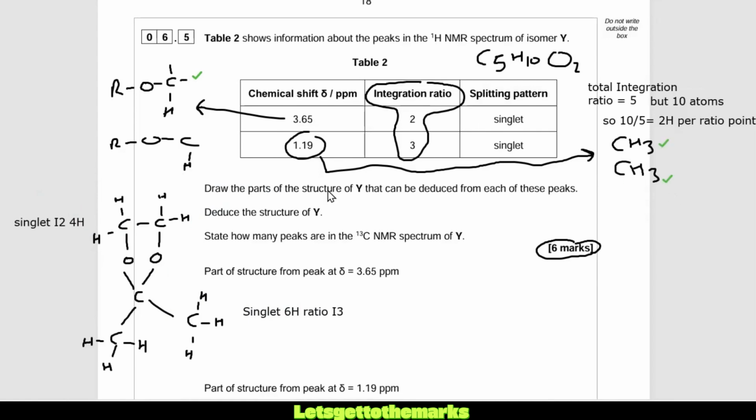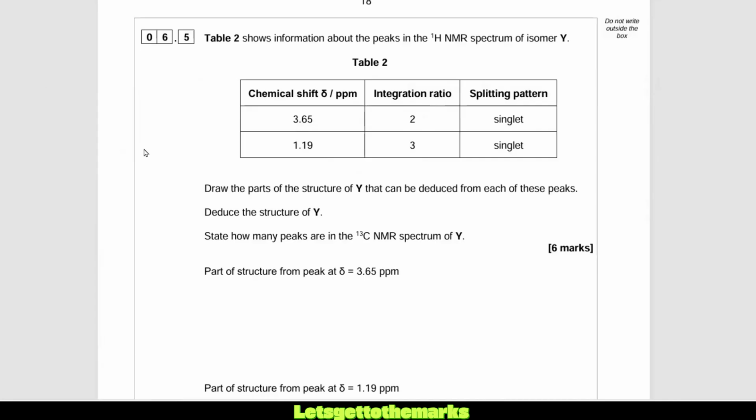And that is going to get me 5 of the marks. So you're going to get 1 for working out the CH3 group is 1.19. 1 for working out the ROCH group is 3.65. 1 more mark for working out the 2 CH3 groups are connected in the same environment to a carbon with no hydrogen. There we go. That's 2. 1 for working out the 2 CH2O groups are connected, right? And we know they must all be connected because we've only got 2 singlets in the splitting pattern.